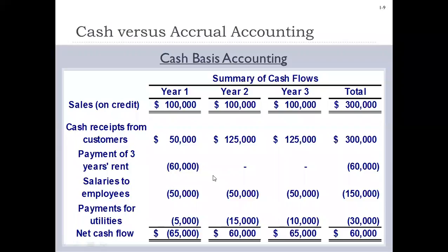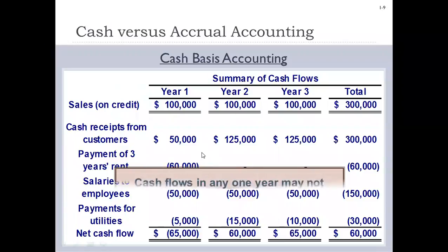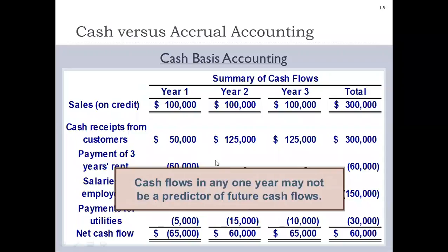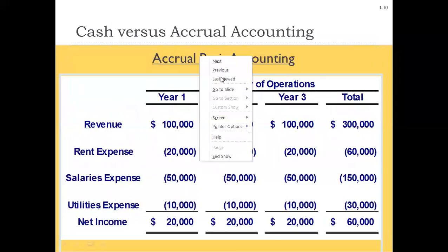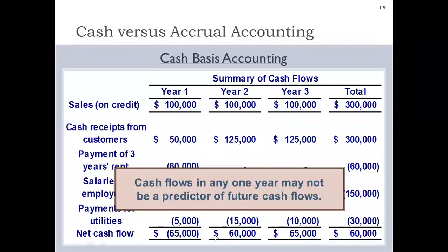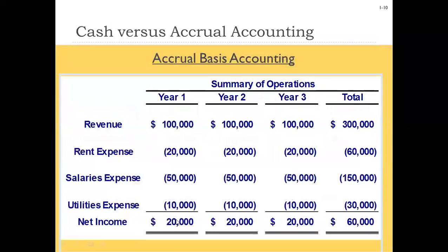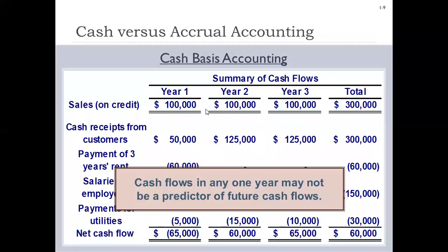So under accrual, well, let me go back, sorry. Notice the cash. $65,000 went out the first year, $60,000 came in the second year, $65,000 came in the third year, for a total of $60,000 for the 3 years if you net them out.